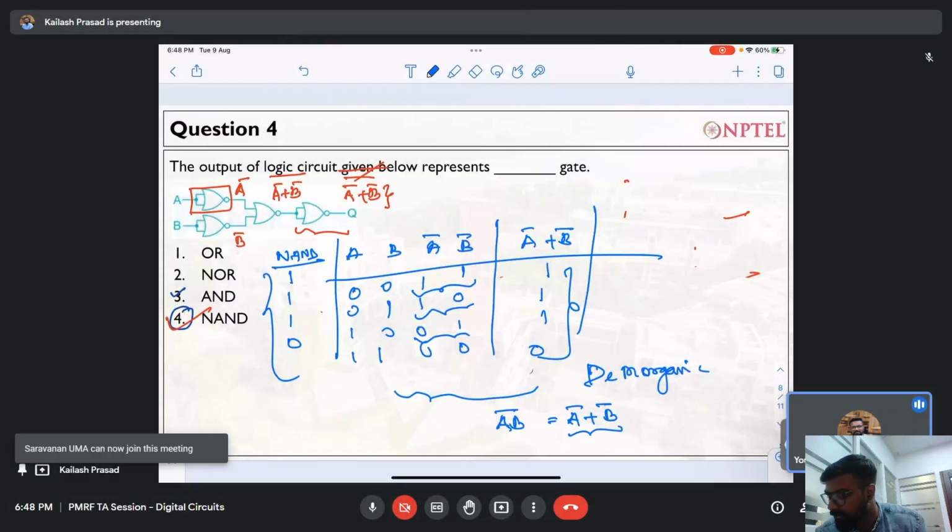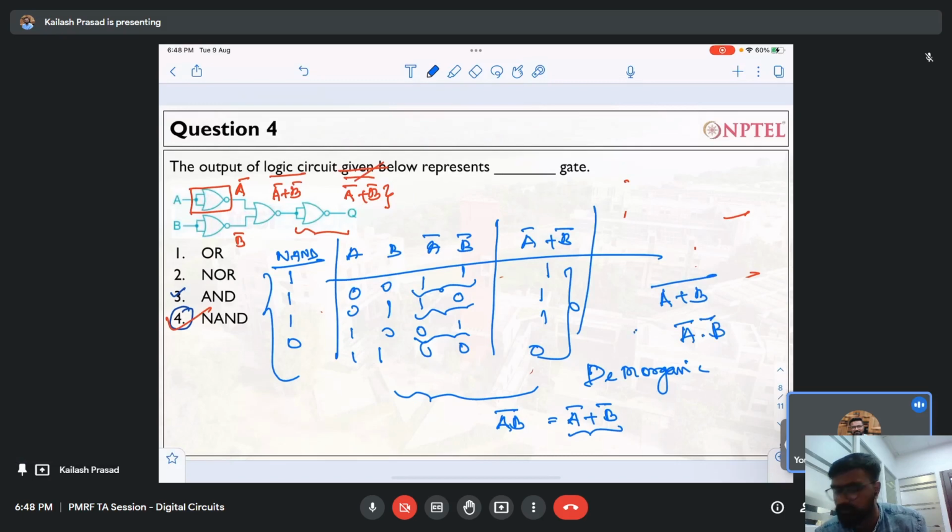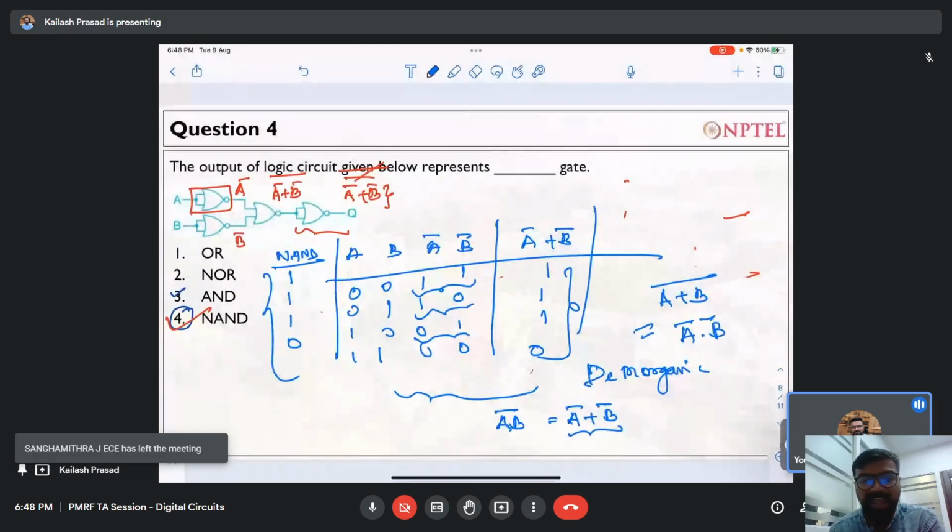And you can also write like this A plus B bar, right? You can write like this A bar dot B bar, okay. This is also the other way, right? So here you are converting from AND to OR. This is you are converting OR to AND. Is that clear?